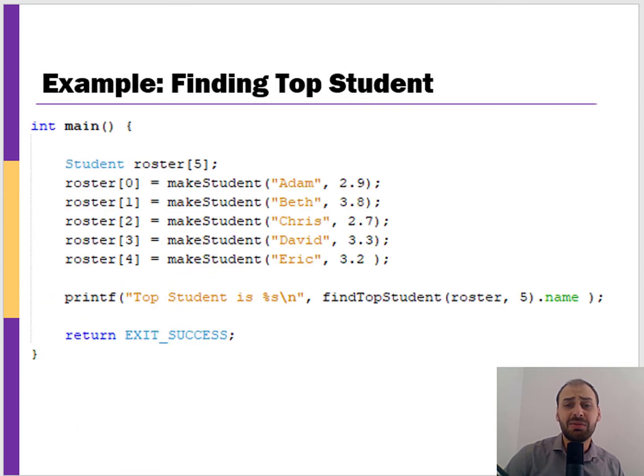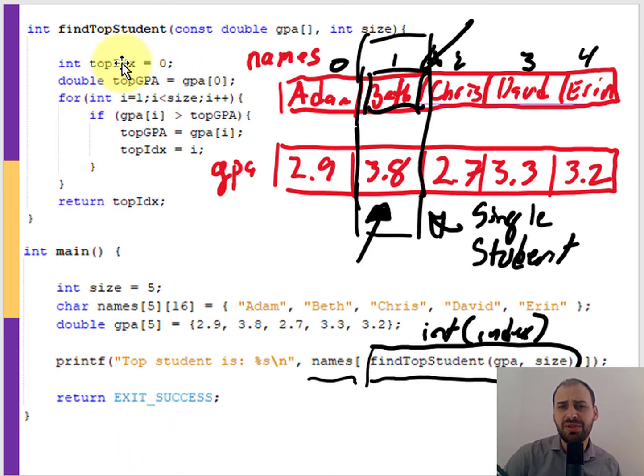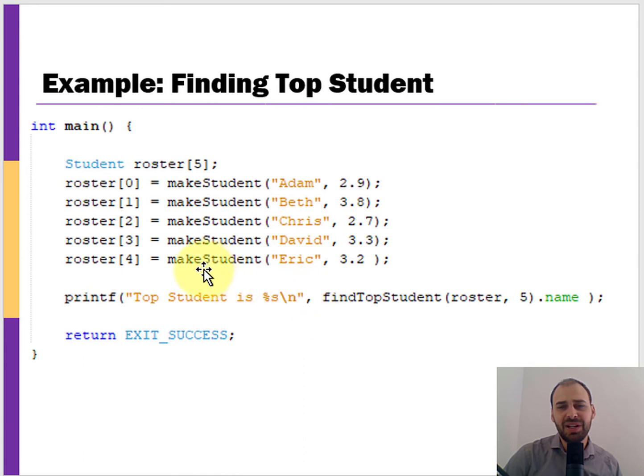So going back to the original example, at the very beginning of this, I said our goal is we want to find a student with the best GPA in a group of students. So let's look at how this cleans up. If you recall, without using structures, we would have to keep track of multiple arrays and have things lined up nicely, where the GPA would be in one array and the name would be in another array, but they'd have the same index. Well, we could do it much easier, right? We could do something along these lines.